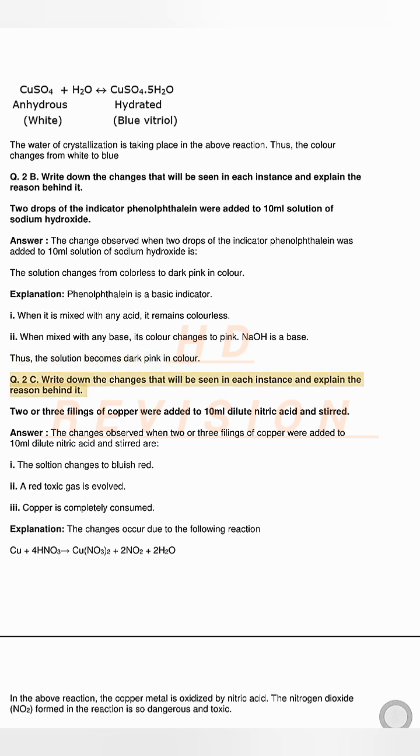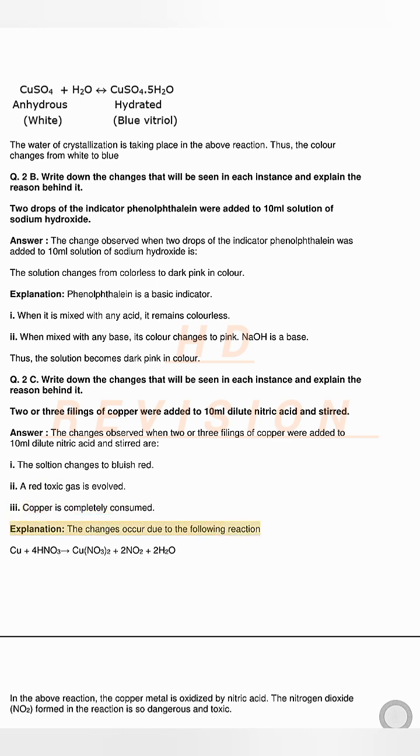Q2. C. Write down the changes that will be seen in each instance and explain the reason behind it. 2 or 3 filings of copper were added to 10 ml dilute nitric acid and stirred. Answer. The changes observed are: I. The solution changes to bluish red. II. A red toxic gas is evolved. III. Copper is completely consumed.